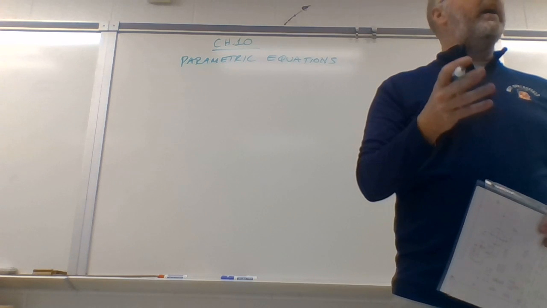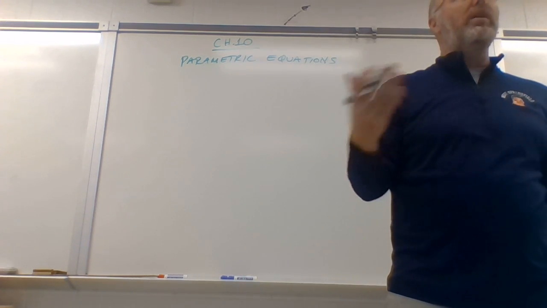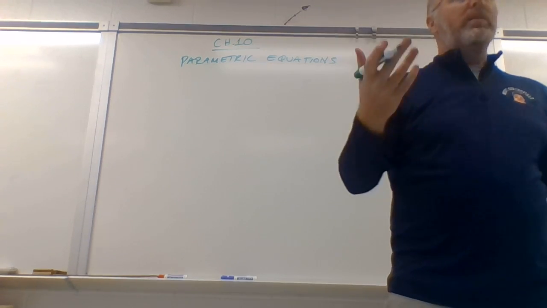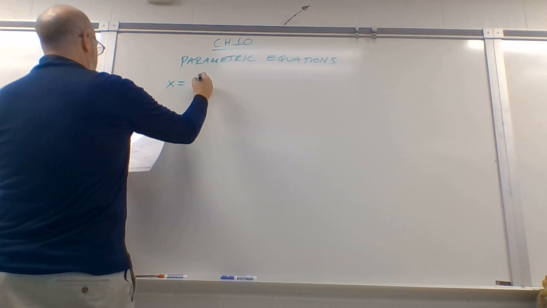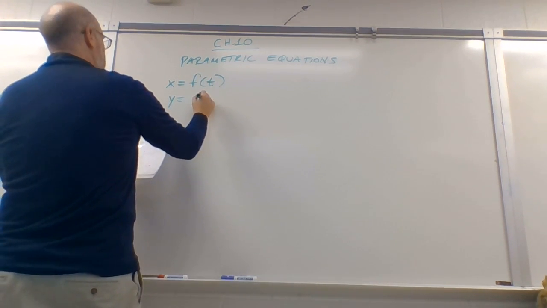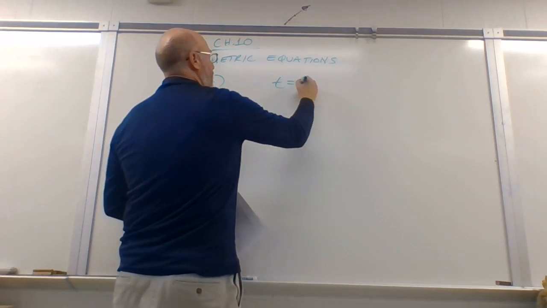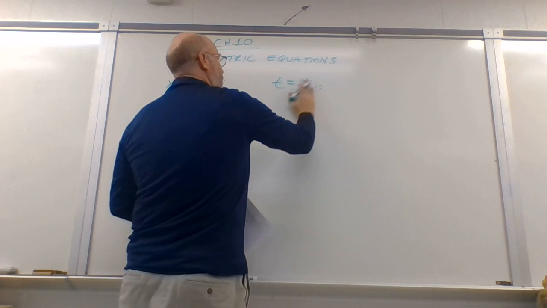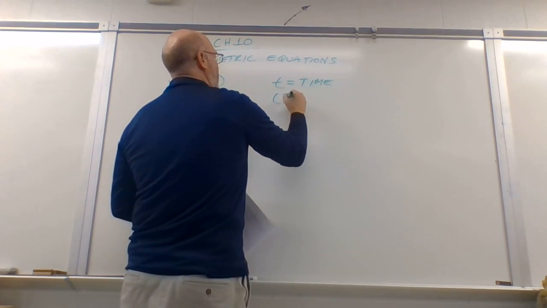T is what we call a parameter. I don't know if you've heard that before. T is time, and in most real-life problems that's the way it works. So we're going to have this function x equals f of t and y equals g of t, where t is time, and we call it a parameter.